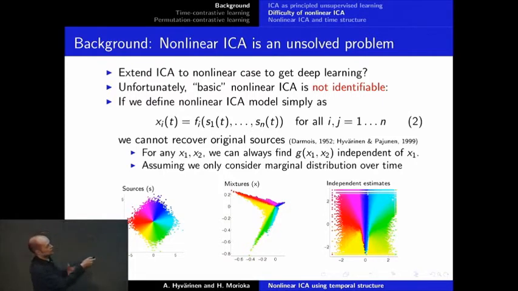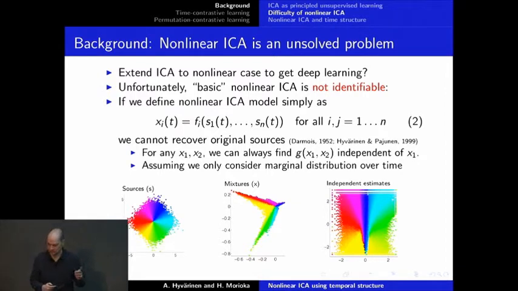Here's a graphical illustration that I will use later as well. We have here two sources plotted, where the color is simply for illustration. Here's the distribution of the two sources or independent components. Here's a very nonlinear mixture of those two. And now, using the construction proposed by Darmois, we can find two variables which are independent. But graphically you will clearly see that this distribution here is very different from this one, and we didn't find the original independent components.